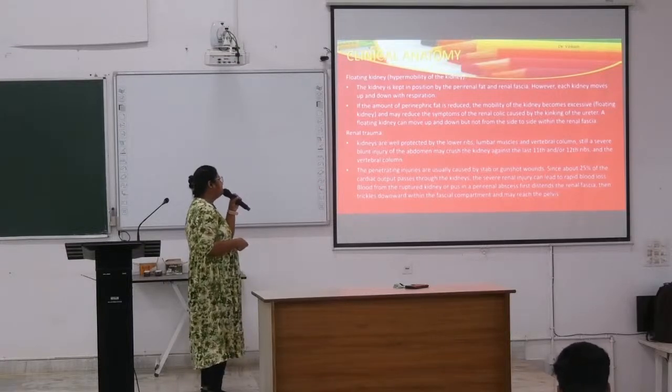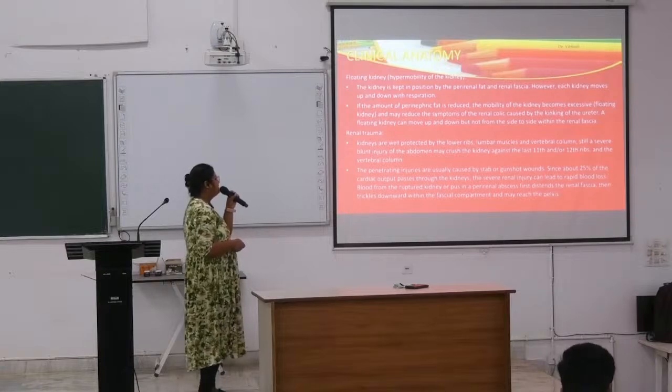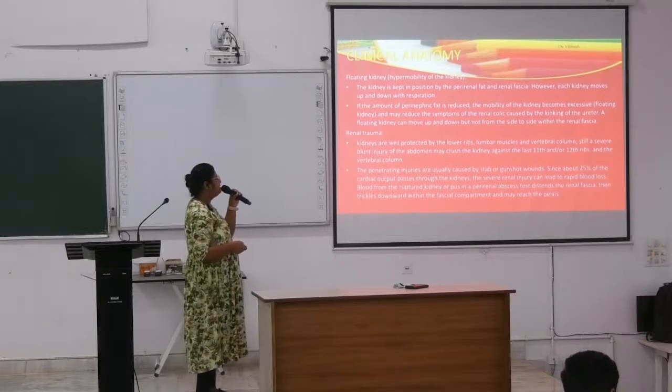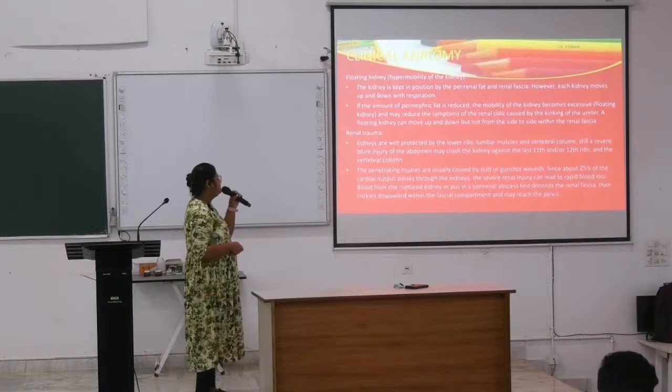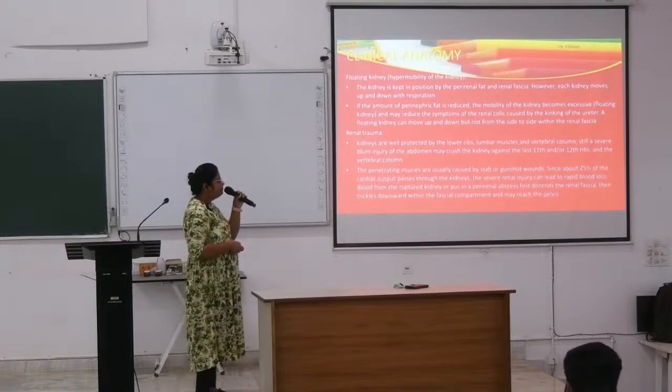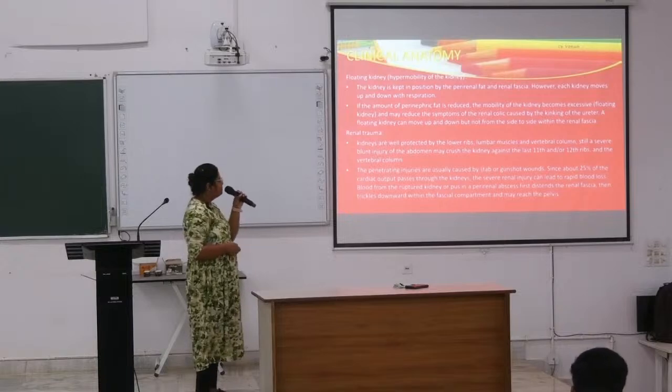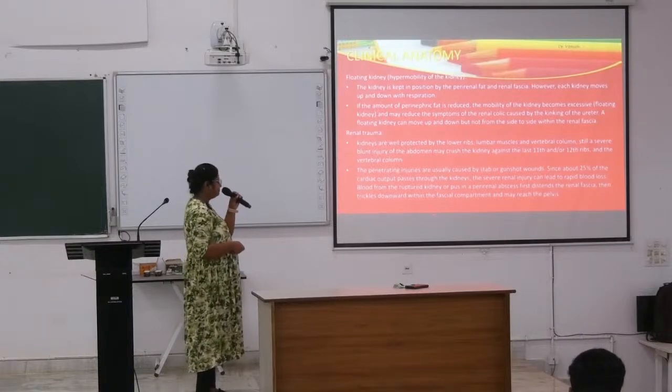And blood from the ruptured kidney or pus in a perirenal abscess first distends the renal fossa and then it trickles down within the fossa compartment and may reach the pelvis. Okay, so this is the direction.